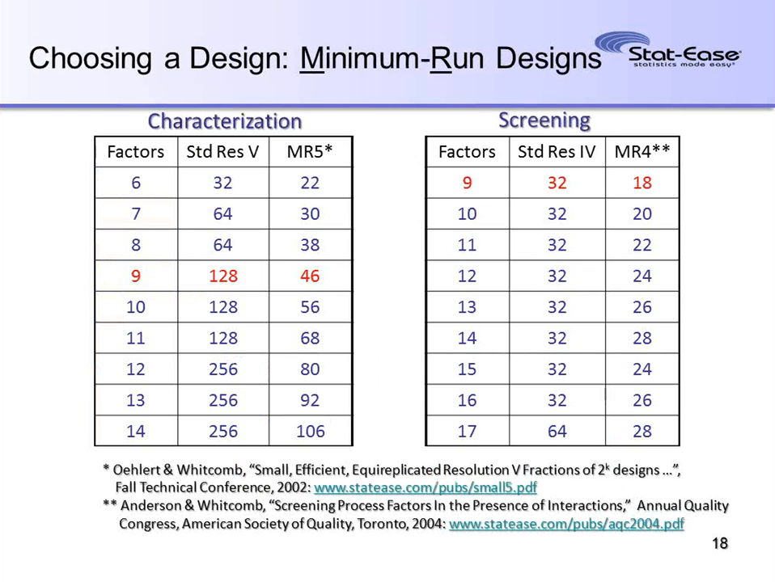So we have this little table just to give you some comparisons. Say, for instance, if you take 9 factors, in order to get all your main effects and two-factor interactions in a standard design, that would be 128 runs, which is probably way too much for most of you out there. So the alternative is a minimum run resolution 5 design, which can still give you all your main effects and all your two-factor interactions, but with only 46 runs.